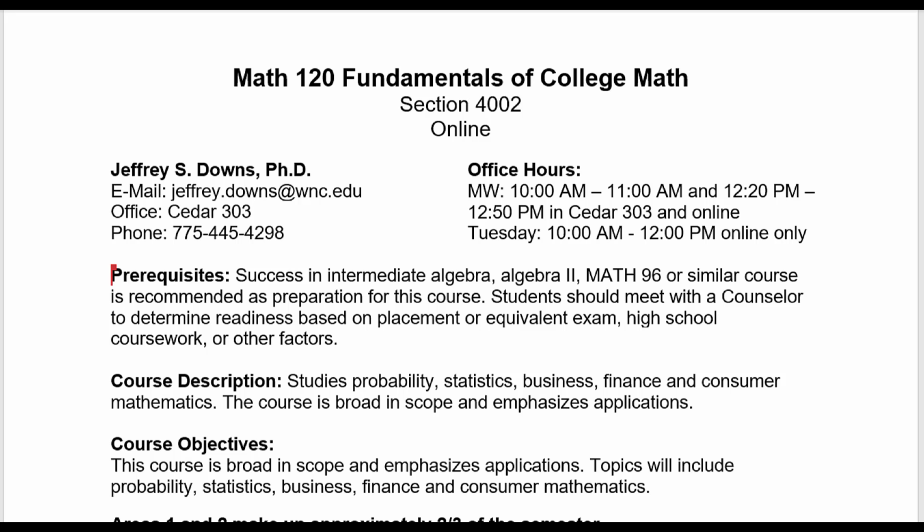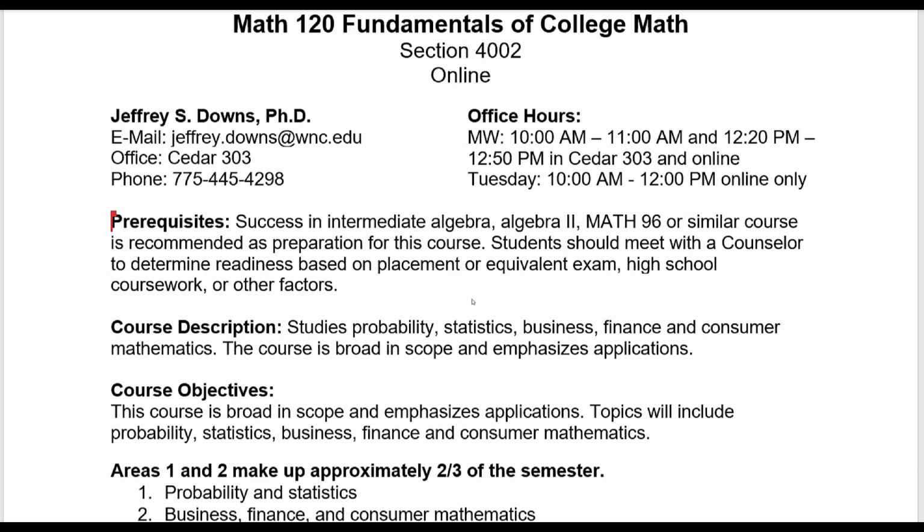So prerequisites for the class: success in intermediate algebra, algebra 2, math 96, which I know we don't offer as an institution anymore at the college level, but we do offer at high schools, or a similar course is recommended as preparation for this course. Students should meet with a counselor to determine readiness based on placement or equivalent exam, high school coursework, or other factors.